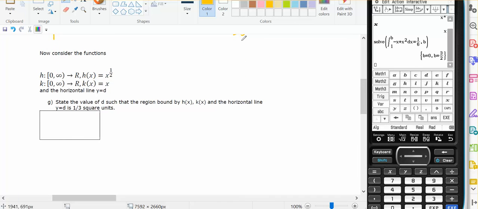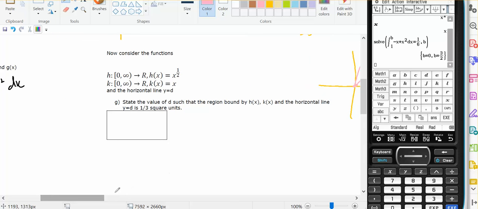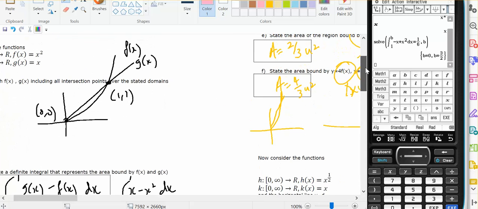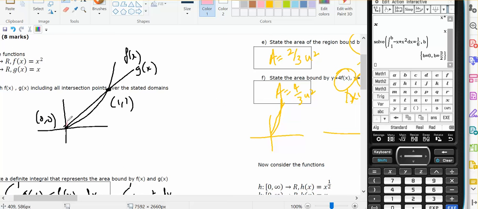Now consider these functions. I've now got the square root of x and the line x, which is the inverse of this. In fact, I've now just got the square root of x and x. So this area and this area should be the same because it's just the inverse.